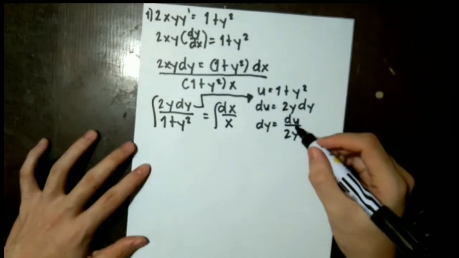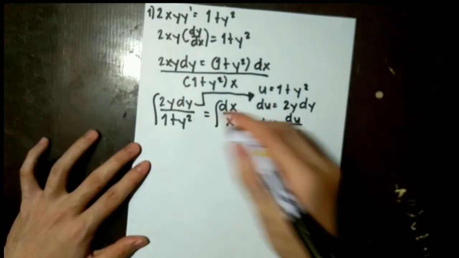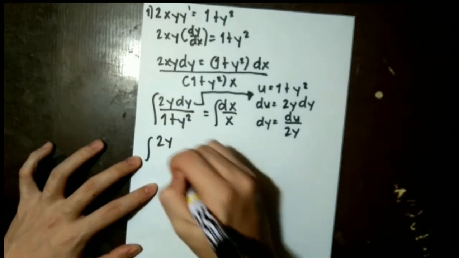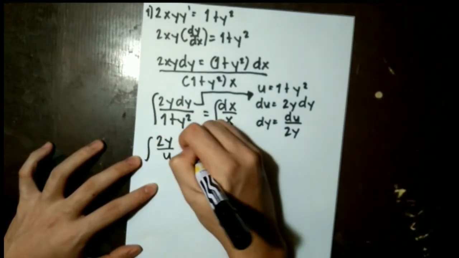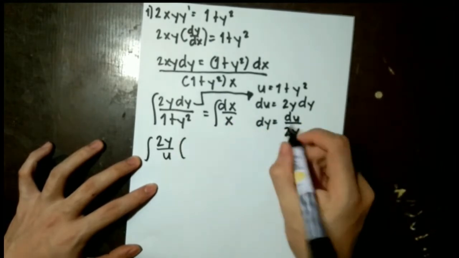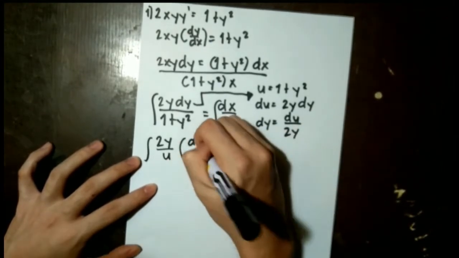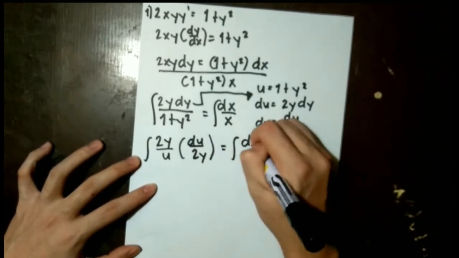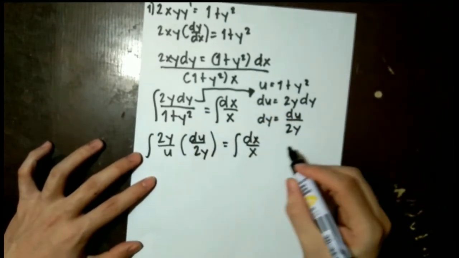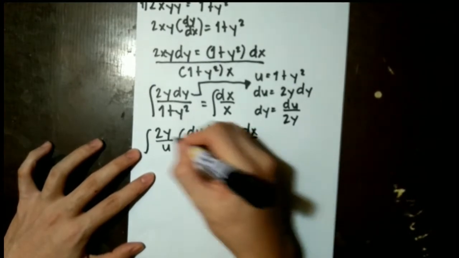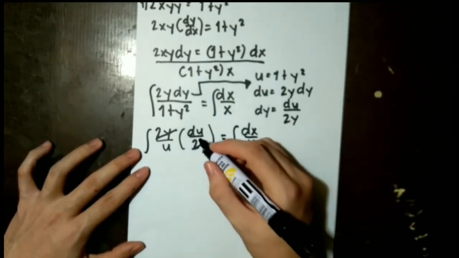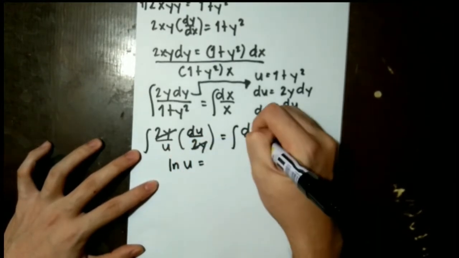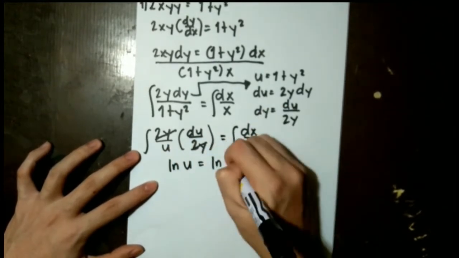Then, substitute na natin yung value na nakuha natin dito sa equation natin. So, 2y, ang value ng 1 plus y squared is u. Then, value ng dy is du over 2y. Then, integration ng dx over x. So, kitang-kita naman sa equation na maaalis na natin itong 2y. So, integration ng du over u is just ln u. Integration ng dx over x is just ln x.